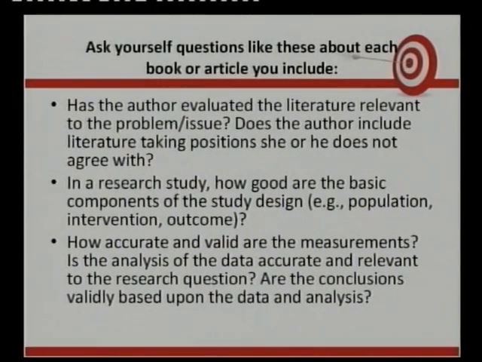See the slide. Ask yourself questions like this about each book or article you are including. So we are doing a review of so many books, so many articles, and my questions to those articles are like: has the author evaluated the literature relevant to the problem or issue or not? Does the author include literature taking positions she or he does not agree with? This is very important. You may take a position with what you agree with. Has that particular writer taken a position where he does not agree with, or not?